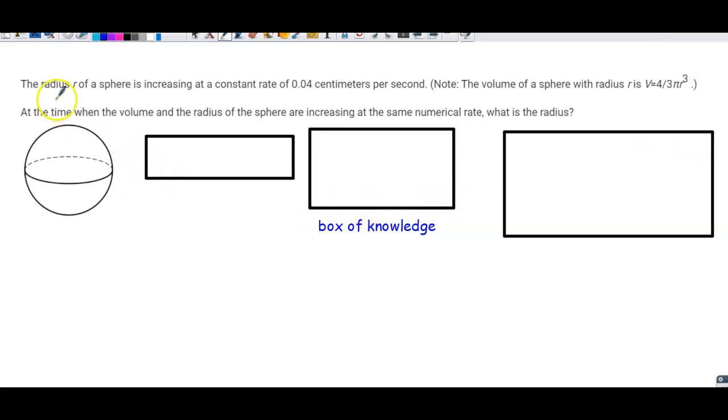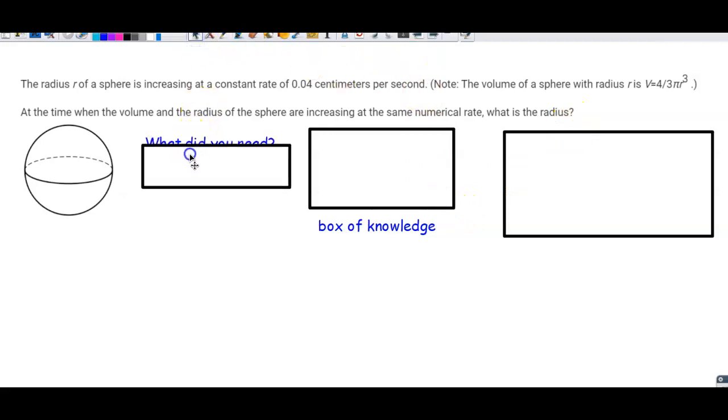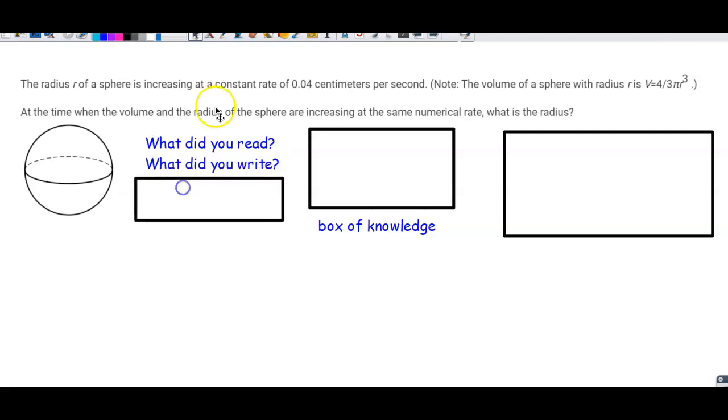So in this related rate problem, the radius of a sphere is increasing at a constant rate of 0.04 centimeters per second. The volume of a sphere with radius r is V equals 4/3 pi r cubed. At the time when the volume and the radius of the sphere are increasing at the same numerical rate, what is the radius? So the first questions I would ask you would be, what did you read? And more importantly, what did you write?